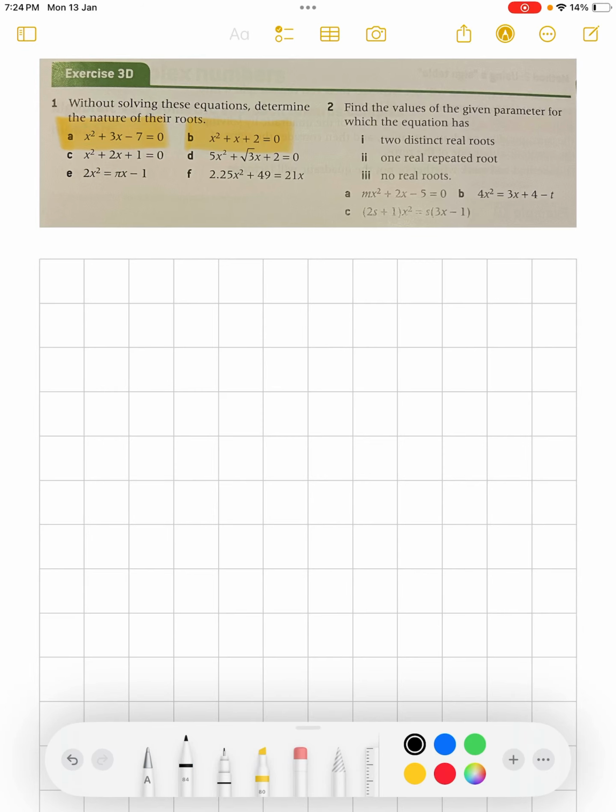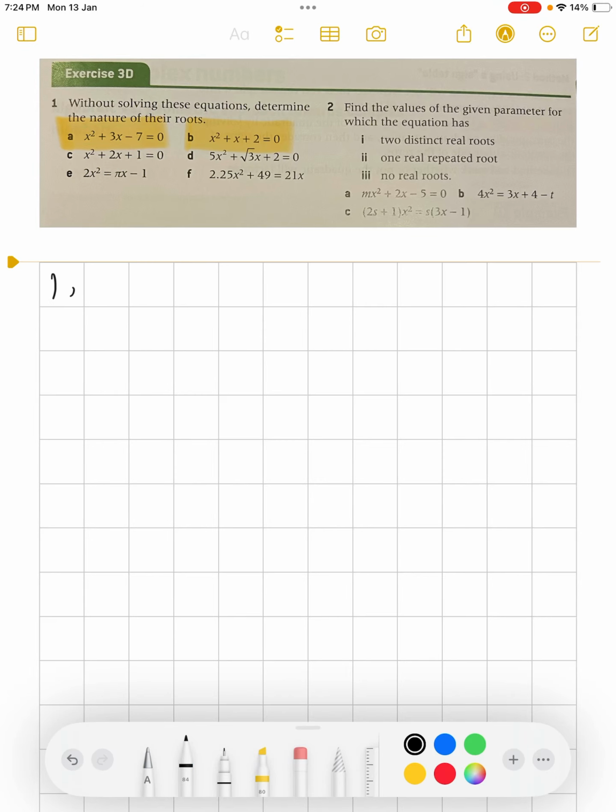Well, thank you for joining me on exercise 3D. I'm going to be looking at question 1a and 1b. Without solving these equations, determine the nature of their roots.